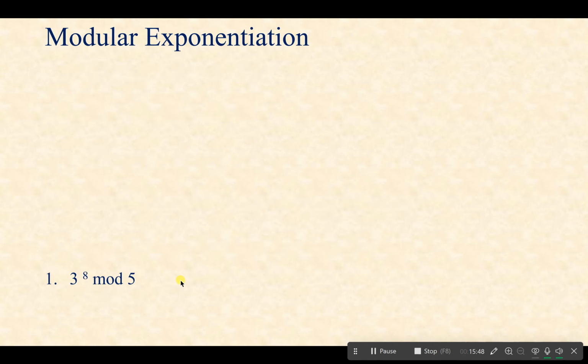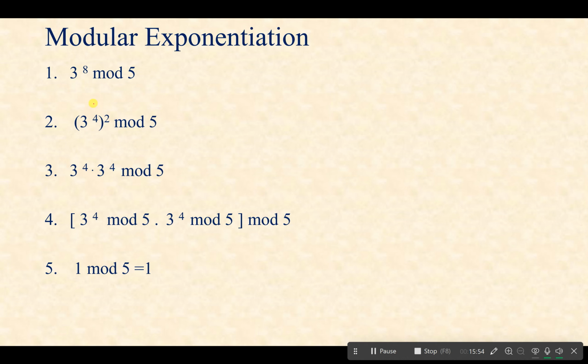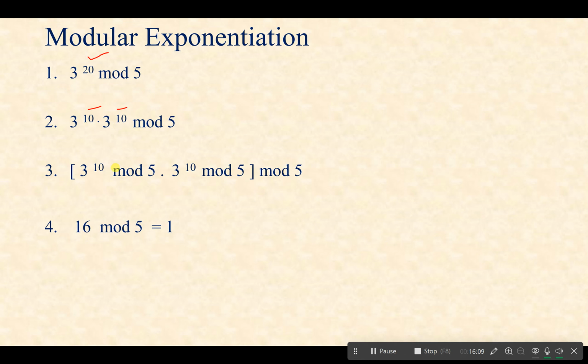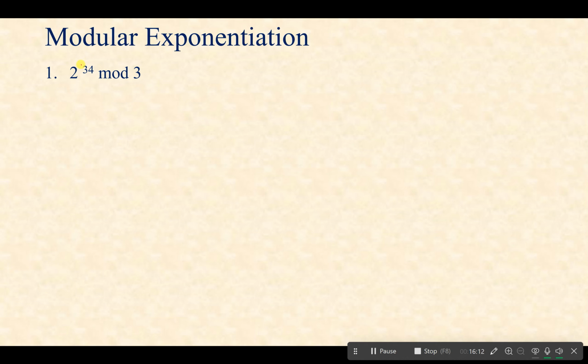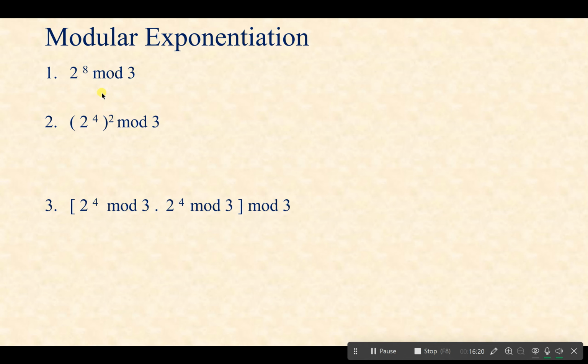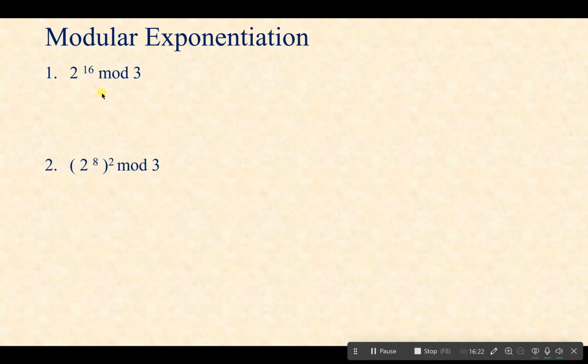In the same way, you can try to find out 3 to the power of 8 mod 5. You apply the same formula here. In the same way, 3 to the power of 10 mod 5. Again, you apply the same formula. In the same way, you can find mod to any numbers. 3 to the power of 20: first you divide it, so 10 plus 10. Then you apply the formula. You will get the same answer. 2 to the power of 34 also. All these problems are the same, so you can try to solve them in the same way. 2 to the power of 32.